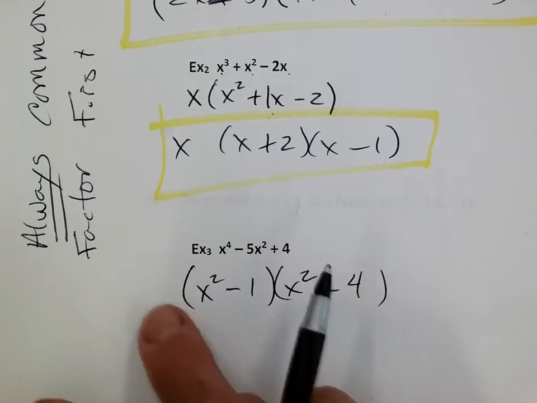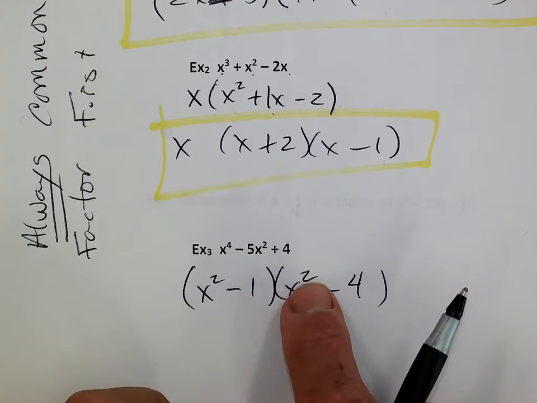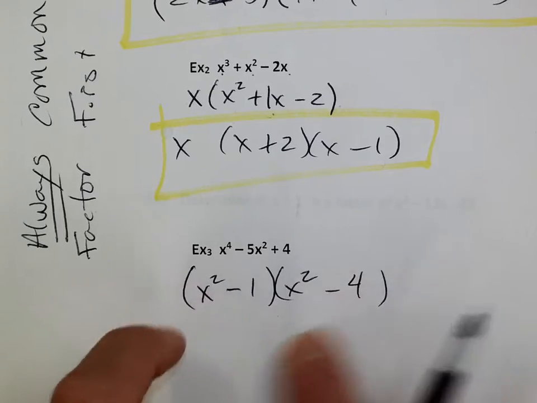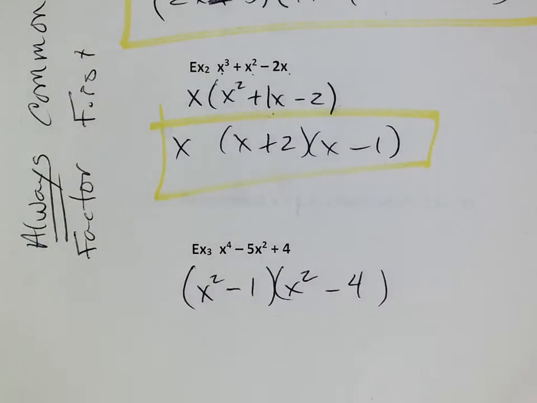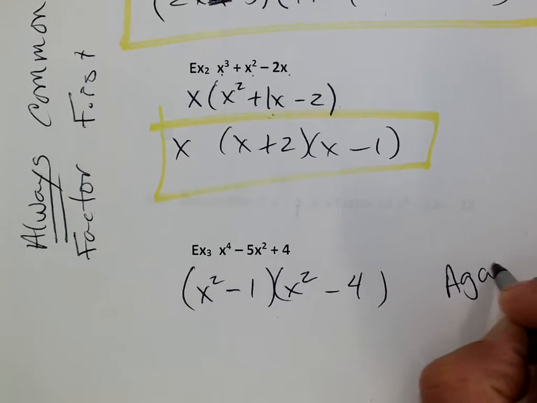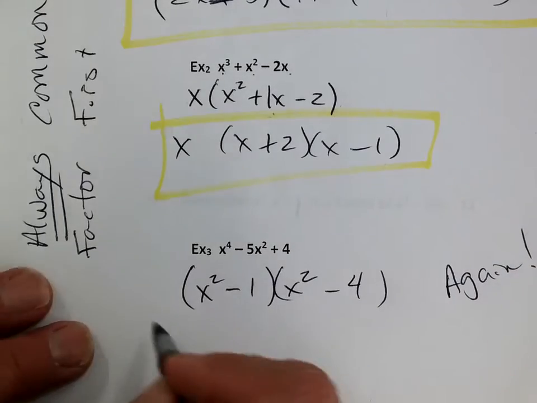get the double smiley. Negative 4x squared minus 1x squared gives me my negative 5x squared. But what I notice is that I can do it again. Again, the same trick. I'm going to go ahead and factor.